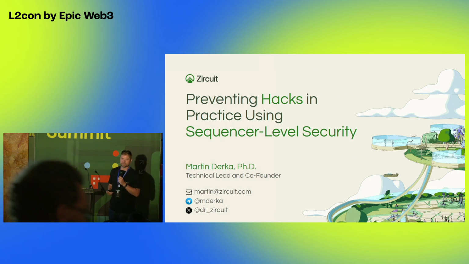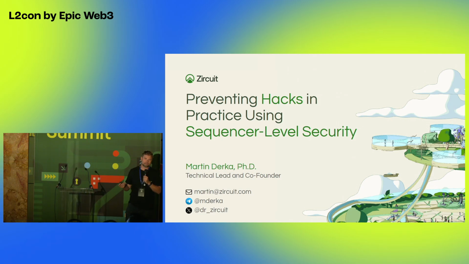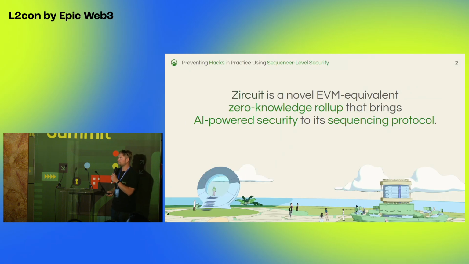I'm a co-founder at Zircuit, and I will be telling you a little bit about how we do sequencing and what we do differently in our sequencing protocol. So, first of all, Zircuit is a novel zero-knowledge rollup. We are fully EVM compatible, and we use AI to prevent hacks.